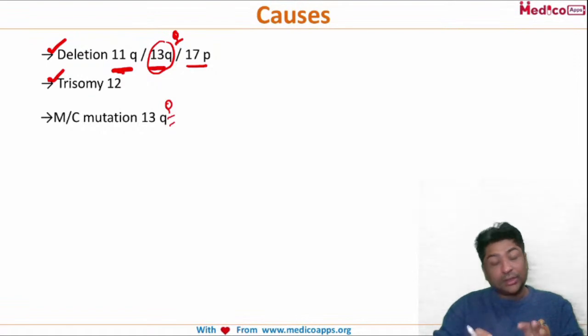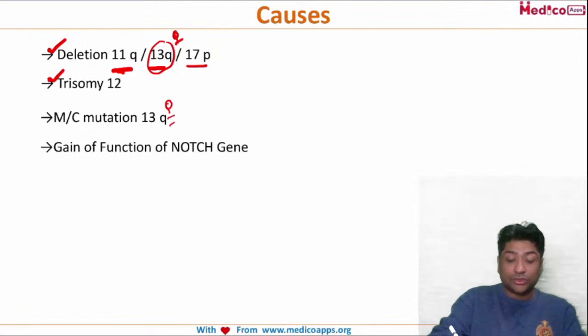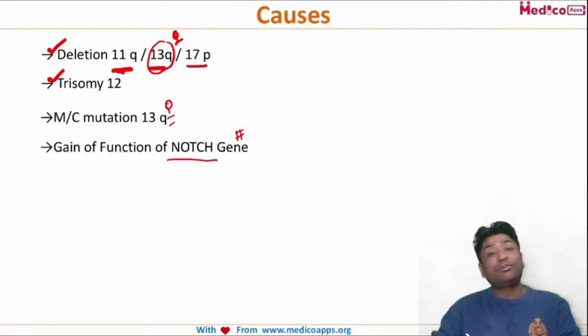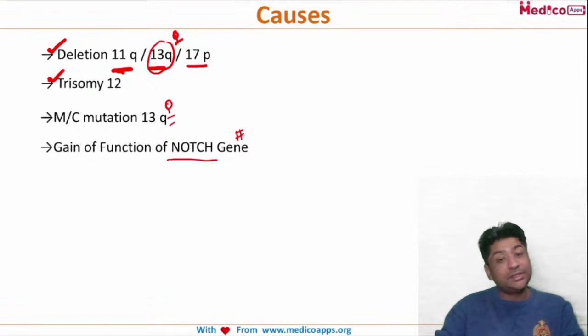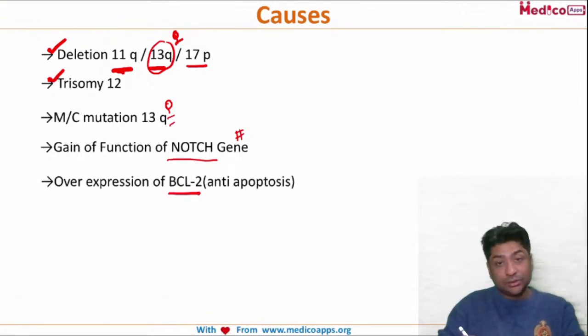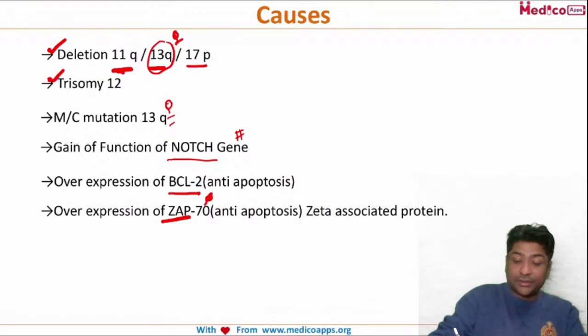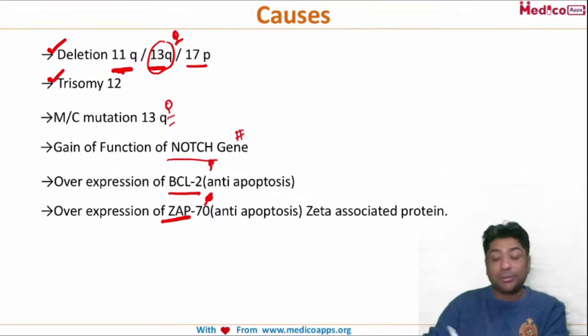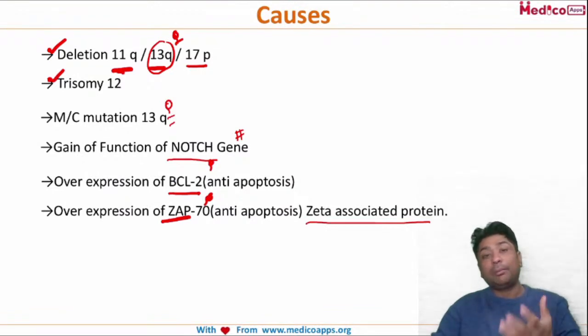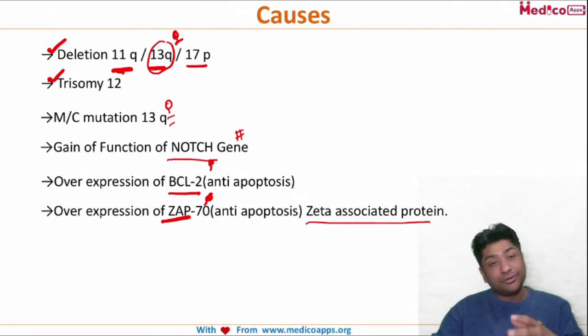There are also a couple of other mutations which you have to remember. For example, there is a gain of function of the Notch gene. In your pathology you will learn more about it. There is also overexpression of two specific genes. One is BCL2, that is your anti-apoptotic gene, so once it is overexpressed, apoptosis will be inhibited. Another is ZAP70. Both these are very important points. ZAP, in fact, has been asked. ZAP is nothing but zeta-associated protein. So all these are important abnormalities found in your chronic lymphocytic leukemia.